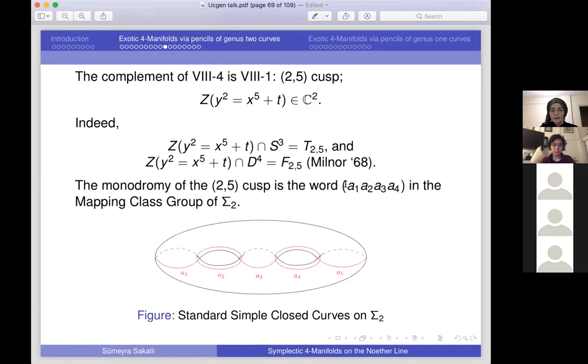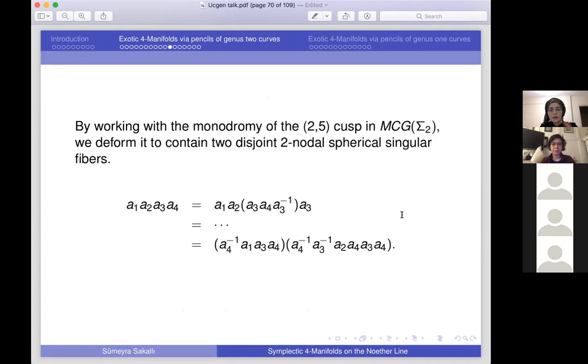And when we say a word in the mapping class group, for instance, this A1 is a Dehn twist around this A1 curve. So basically, you cut your surface along A1, you rotate one end by 2 pi, and then you glue that back again. And such a word is the monodromy of our cusp. Then, by using that, and via some mapping class group relations, we show that this word is equal to 2 different words. And it is pure algebra, but geometrically, let me show you what is happening here.